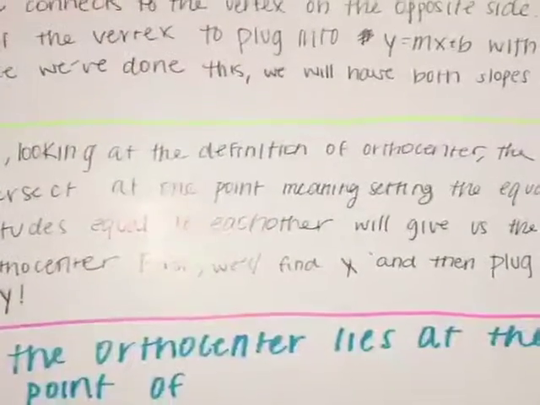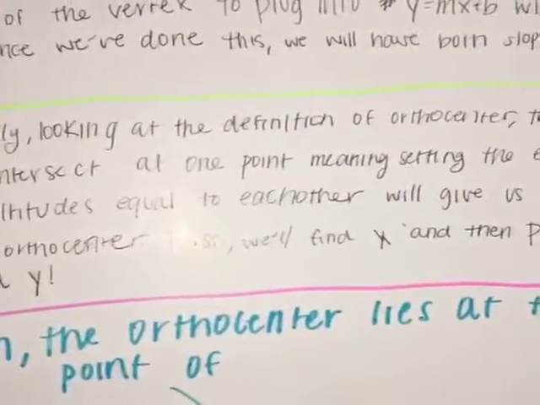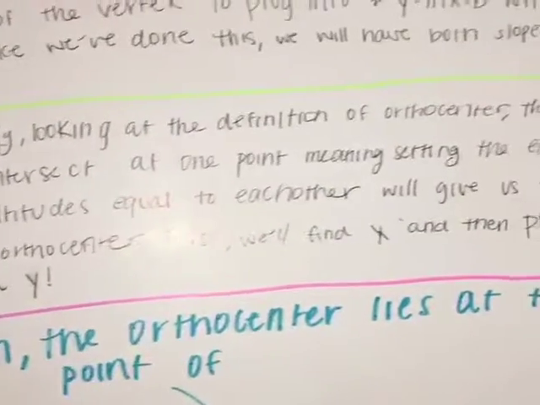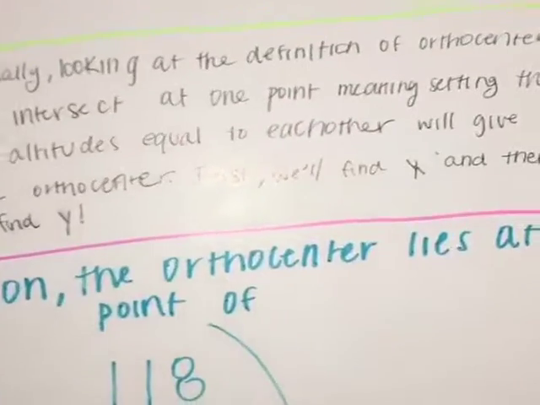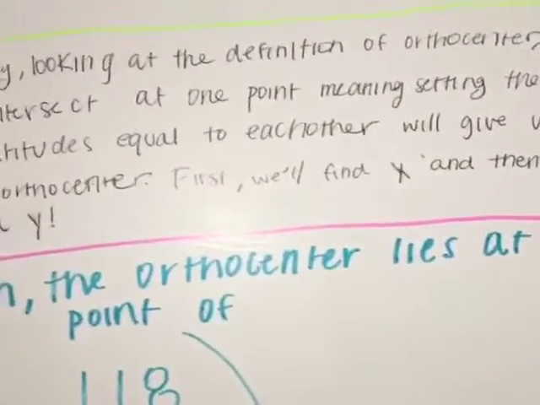The third step is where we find the actual coordinates for the orthocenter. So finally, looking at the definition of the orthocenter, the altitudes will all intersect at one point, meaning setting the equations of the altitudes equal to each other will give us the coordinates of the orthocenter. First we'll find x, and then we'll plug it in to find y.